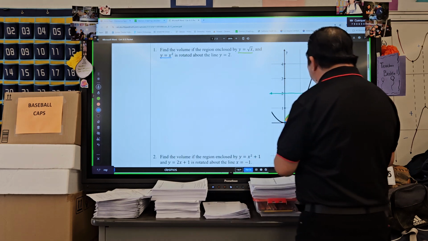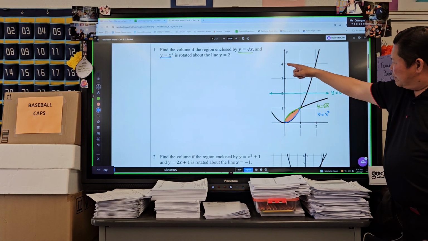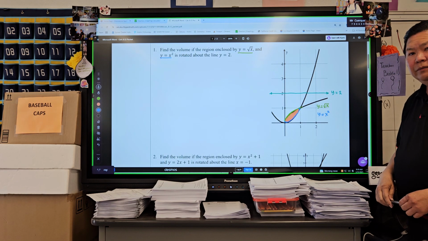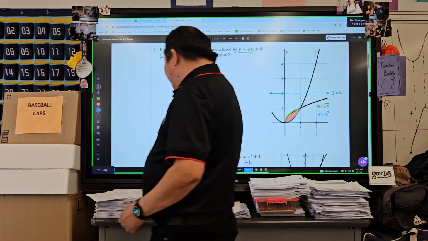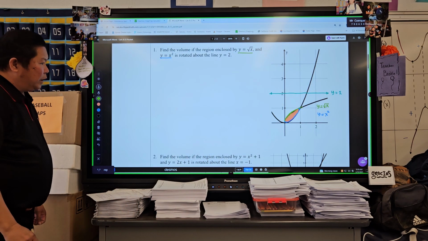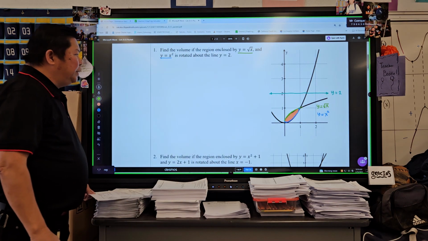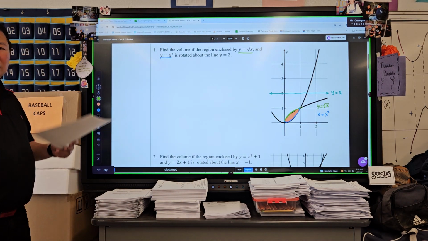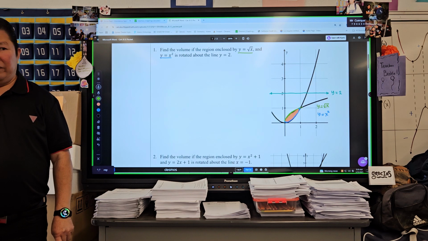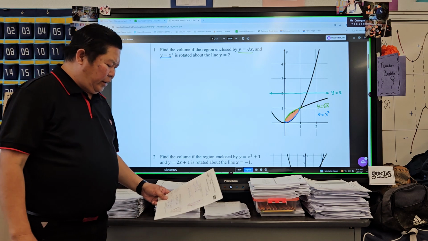Can you imagine if we revolve this right here about y equals 2, the curve goes this way for the green. So we're going to trace the green color. If we revolve, the green is going to be the inside, right? The green is the inside. Did you get me?